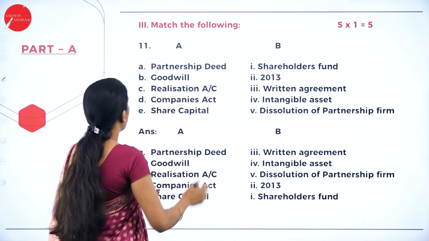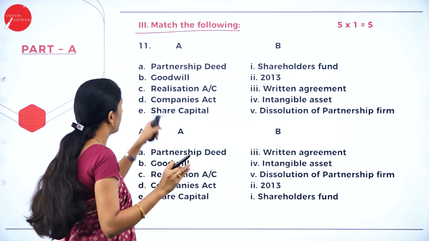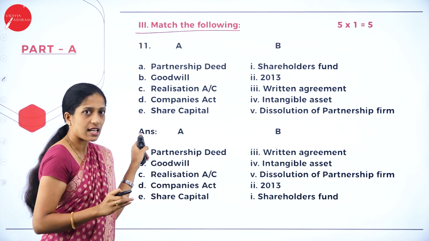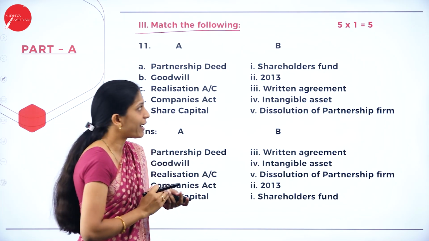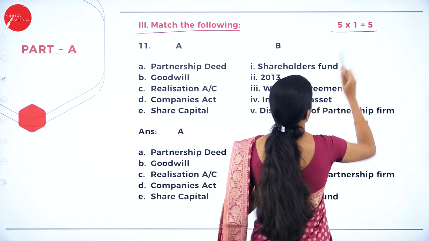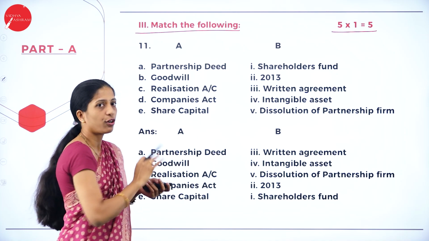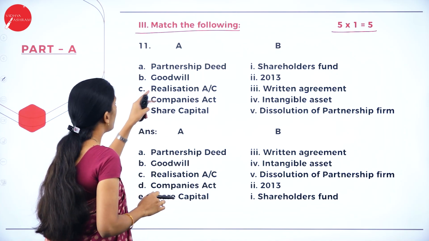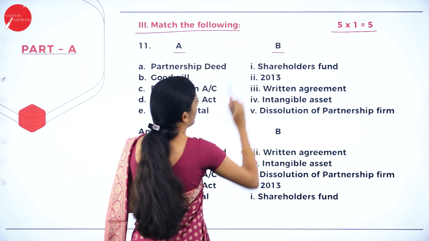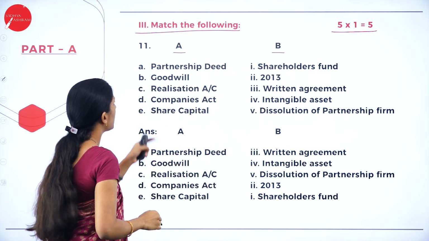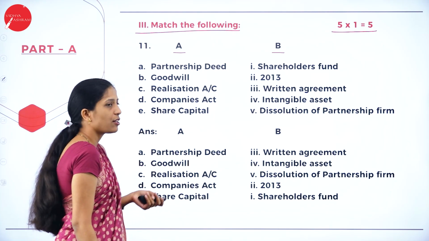Now come to the third main. Match the following. So here I have told you in your 11th question you will be having A, B, C, D, E. So this carries 5 marks. So each and every question carries 1 mark here. So the total weightage is 5 into 1, that is equal to 5. So this whole match the following carries 5 marks. Now they have given the question like this: partnership deed, that is A, B part they have given. Under A we have partnership deed, B goodwill, C realization account, D Companies Act, E share capital.